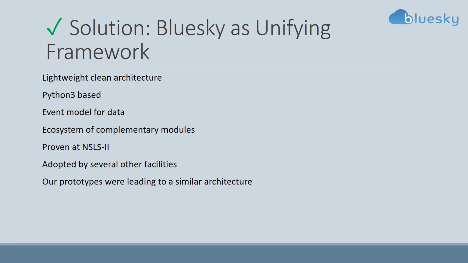We liked these things about it, basically lightweight, clean architecture based on modern Python 3, which most people seem to agree is the way forward for science these days. The pub sub event model for data, the fact that it is a toolbox and you can just pick out the modules you like, which is particularly useful in this case, as we'll see in a minute, and the fact that it's in use in other places. And if we wanted to write something ourselves, we'd just be duplicating existing work.